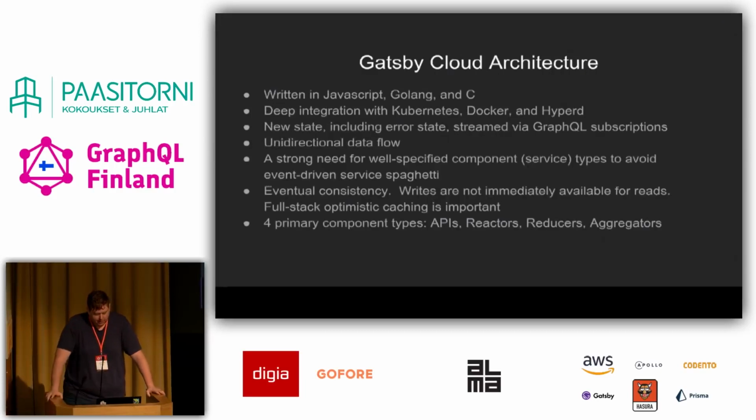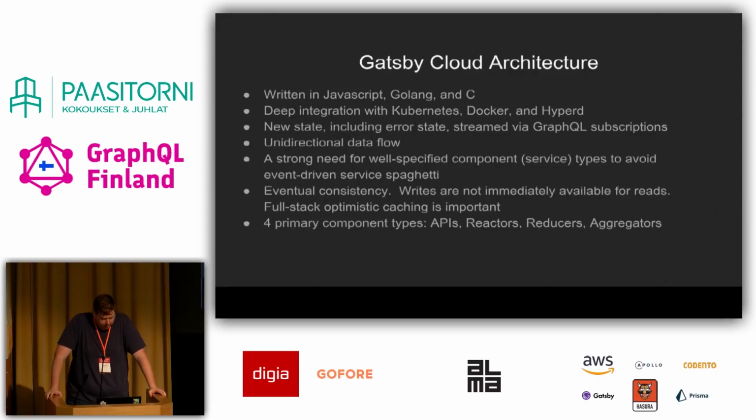So a little bit about the Gatsby Cloud architecture. It's written in JavaScript, Golang, and C. We're having to do pretty deep integration with Kubernetes, Docker, and hypervisor/hyperd. All new state, including error state, is streamed via GraphQL subscriptions. So if you run a query, you're pulling data out of Redis, Elasticsearch, or Neo4j, or whatever aggregate stores we're dealing with. But if you do a mutation, you're actually waiting for the response to come back via a stream. And that could be an error, or it could be a result, whatever.